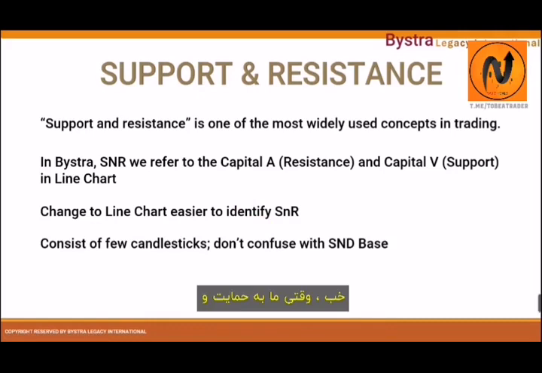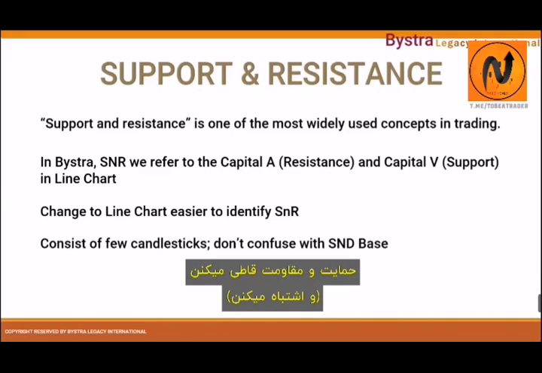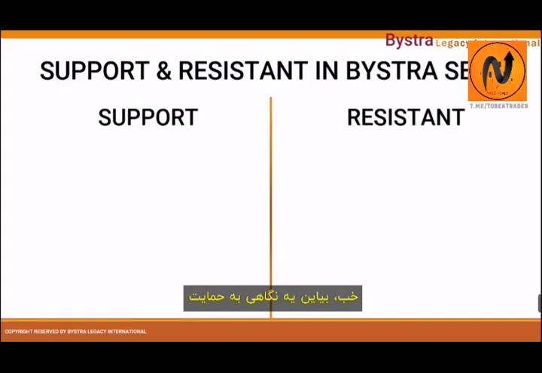When we look at support and resistance, it is better that the support or the resistance consists of a few candlesticks. Now guys, there are a lot of traders out there that get confused with S&D base as support and resistance. So I'm going to show you an example in a short while, okay? So let's have a look at the support and resistance.